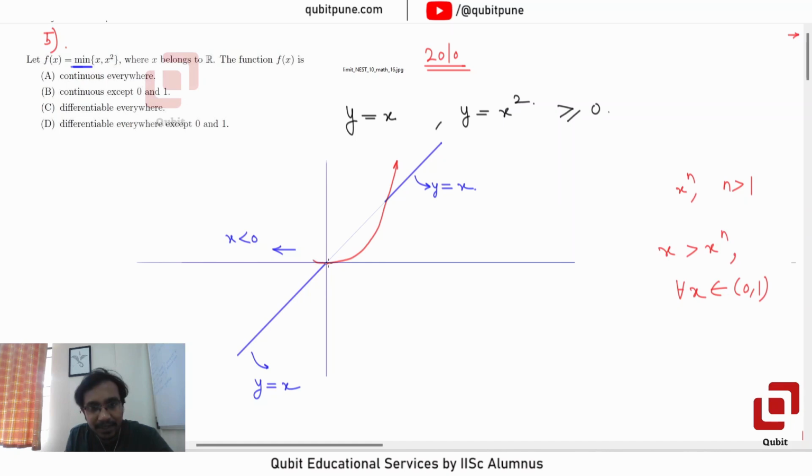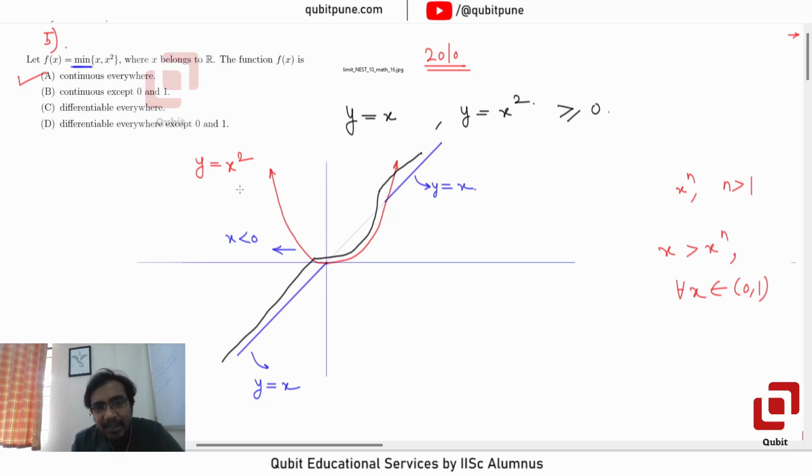We can draw the symmetry of this portion also, but what will be the function's representation? The function's representation would be this line followed by this and then followed by this. Now there is no doubt that this is continuous everywhere, so option A is right. I think this is a multiple select question.